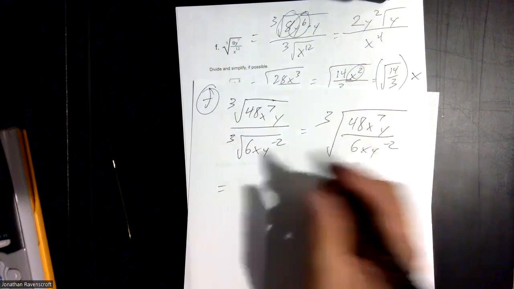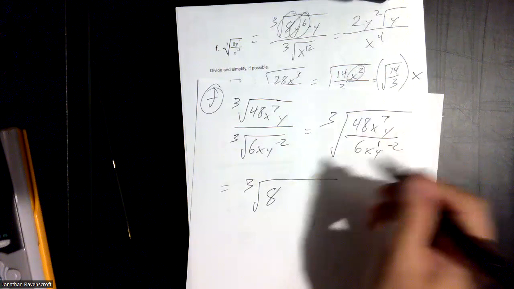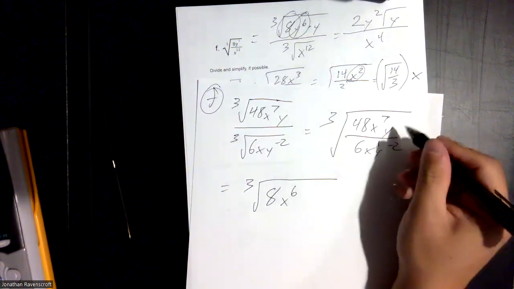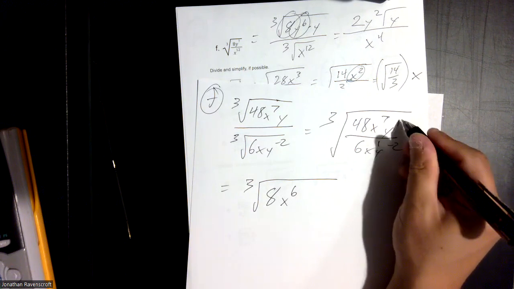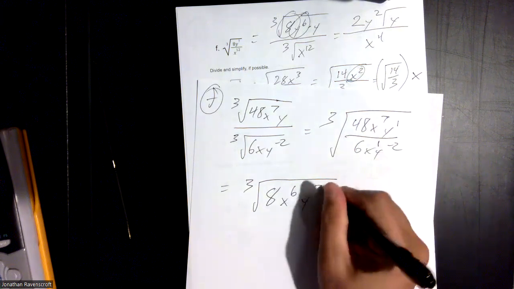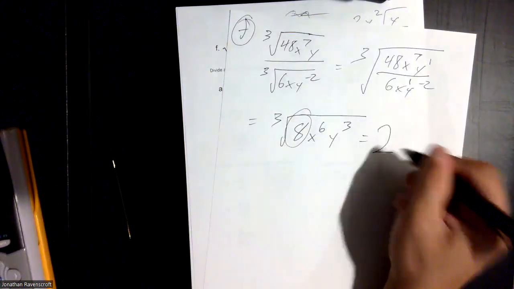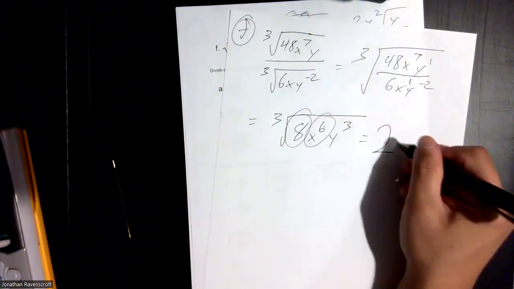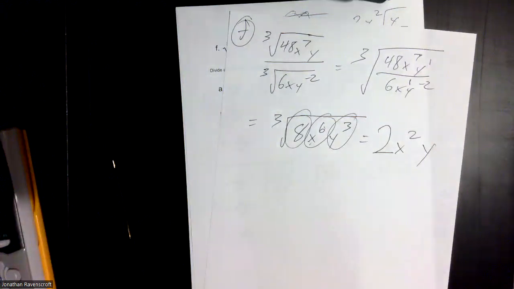Let's see, 48 divided by 6 is 8. 7 here, take away 1, x to the 6. 1 here, take away -2. 1 minus -2 is 1 plus 2 is y cubed. The cube root of 8 is 2. The cube root of x to the 6 is x squared. The cube root of y cubed is y. Now look, our solution doesn't have a radical in it, and that can happen sometimes, and that's okay.